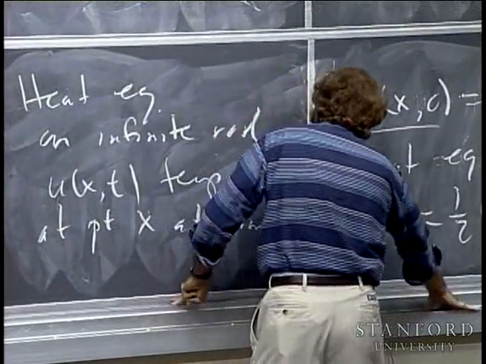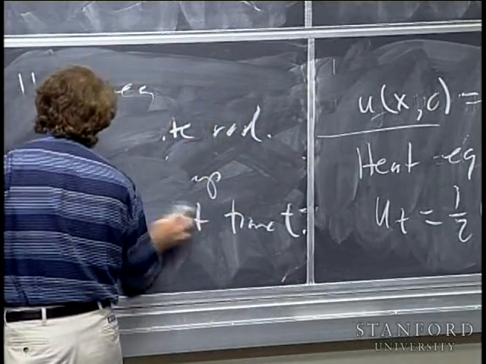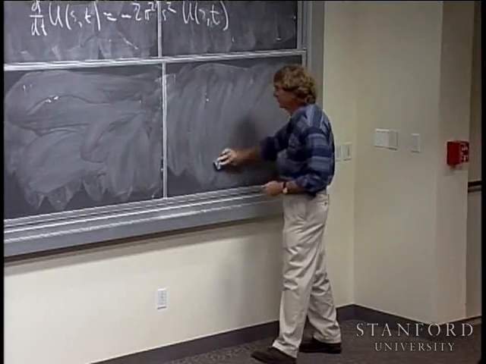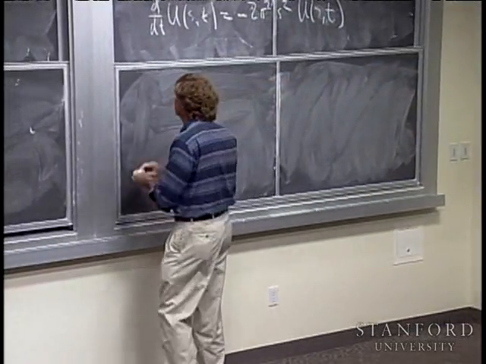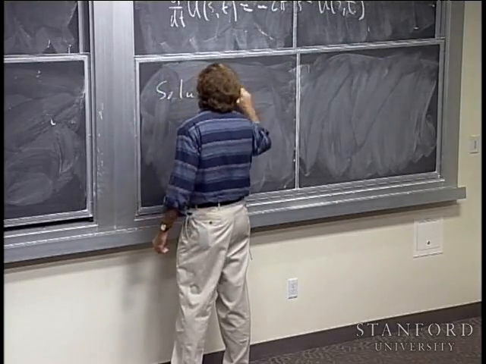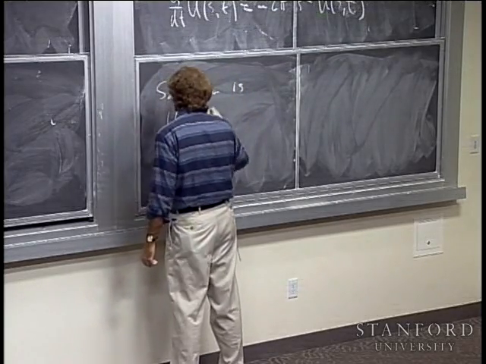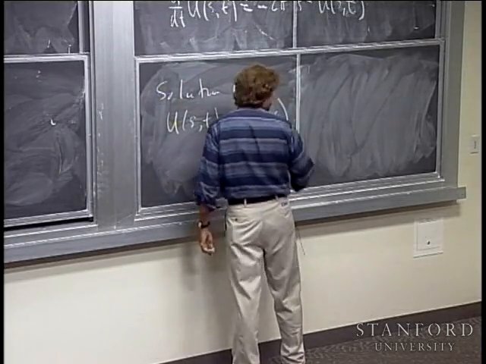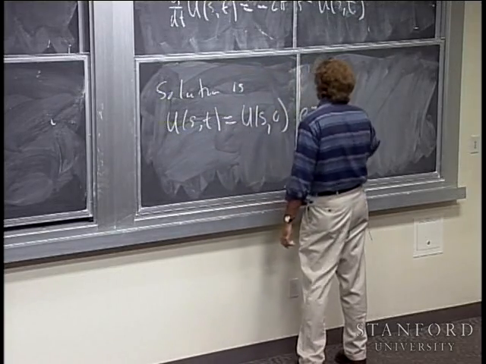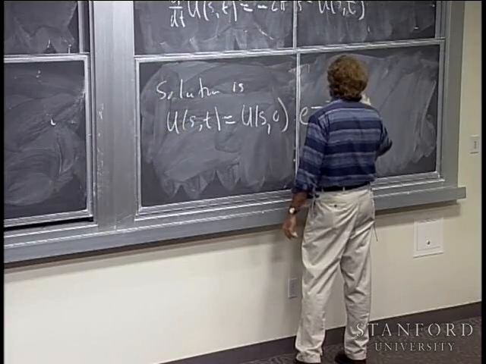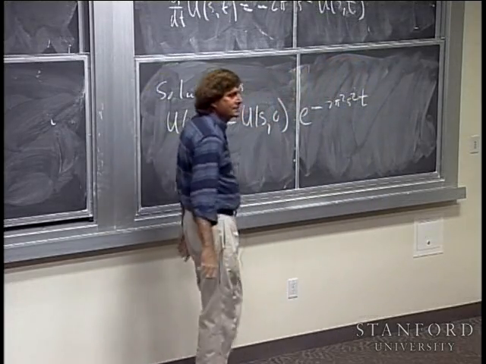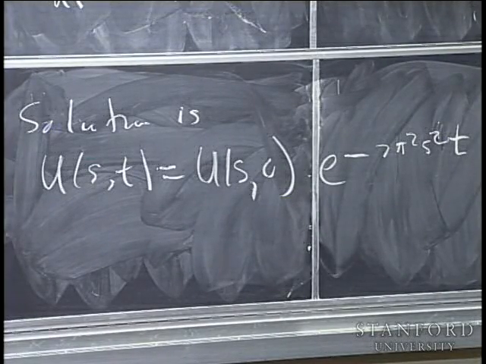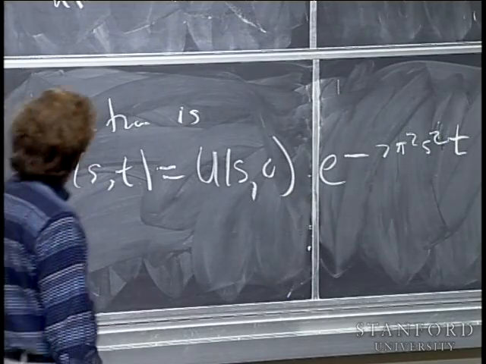What is the solution? The solution is U of s, t is equal to U of s, 0, the initial condition, times e to the minus 2 pi squared s squared t. Because anybody can solve that equation. Your little brother and sister can solve that equation. Okay?